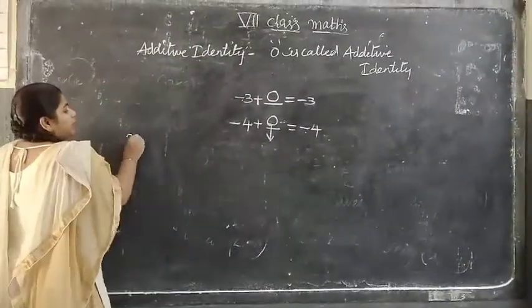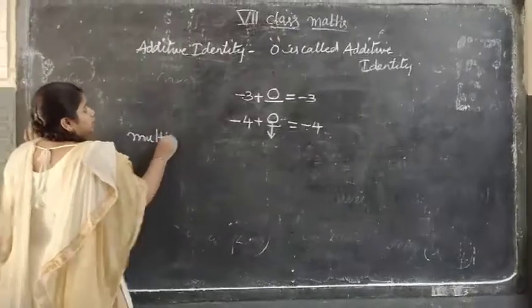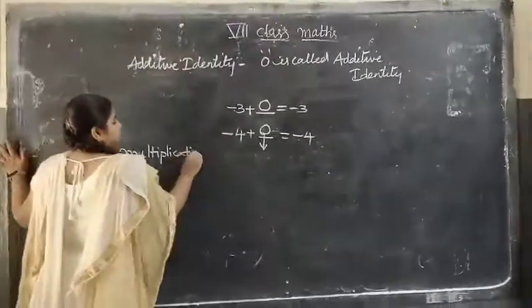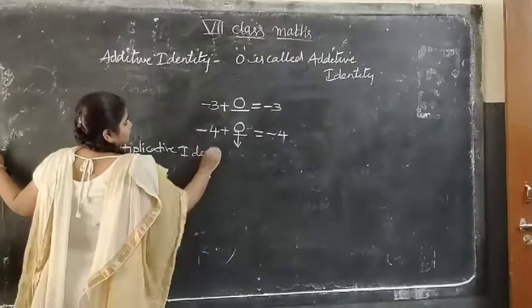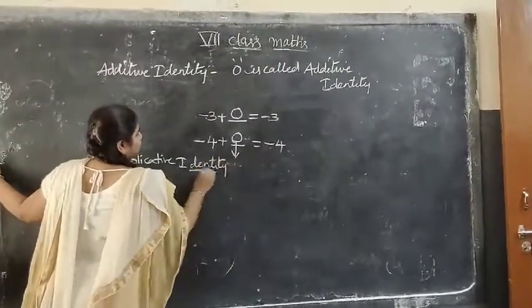So next is multiplicative identity. We will see it tomorrow. Tomorrow we will see this multiplication.